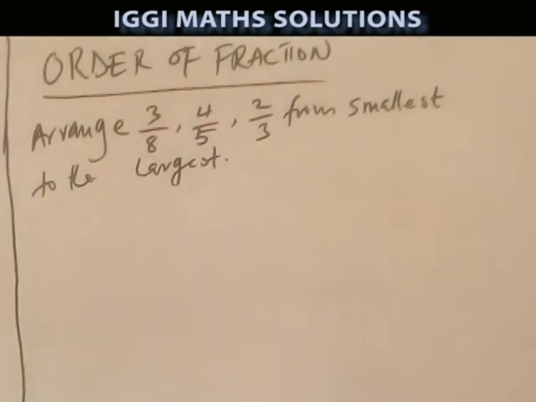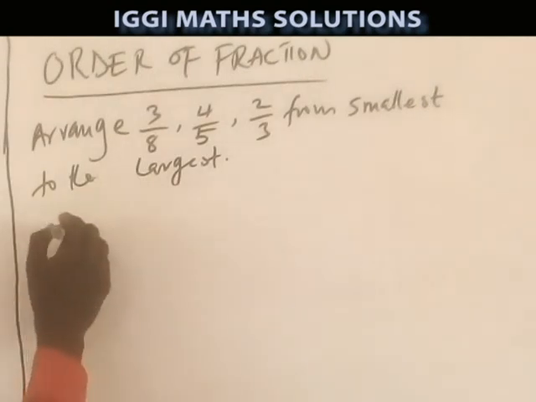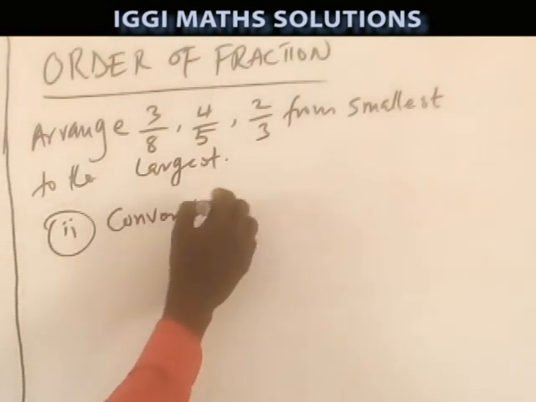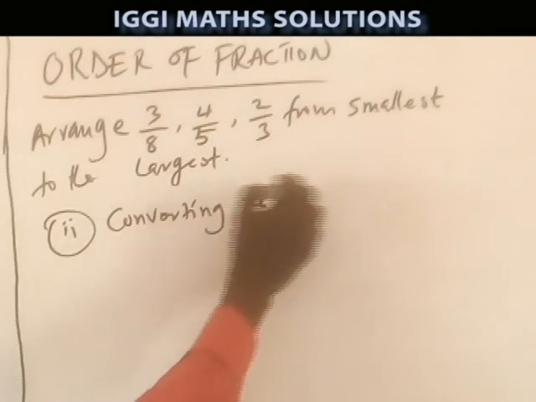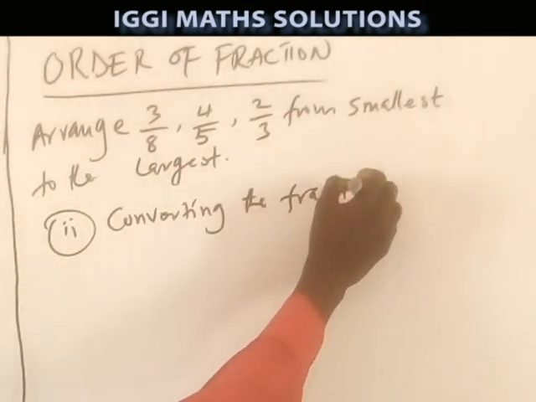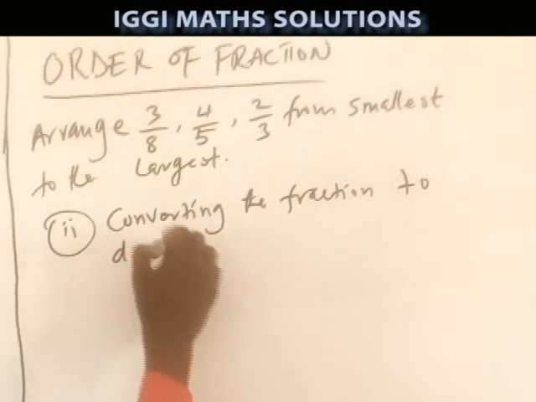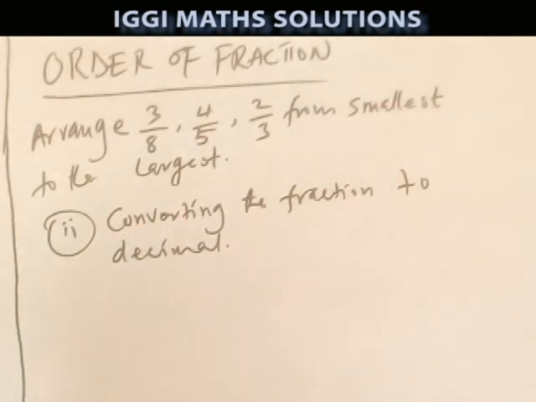So in today's video, we are going to learn arranging fractions from smallest to largest using the second method, which is converting the fractions to decimals. So how can we do that? First of all, we have to take the individual fractions this way.